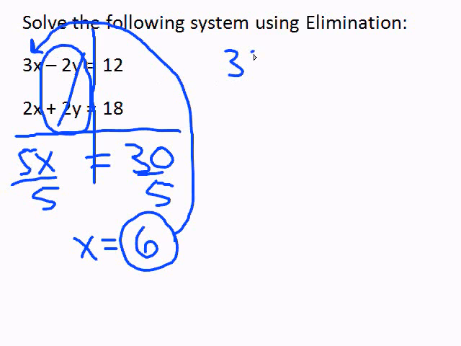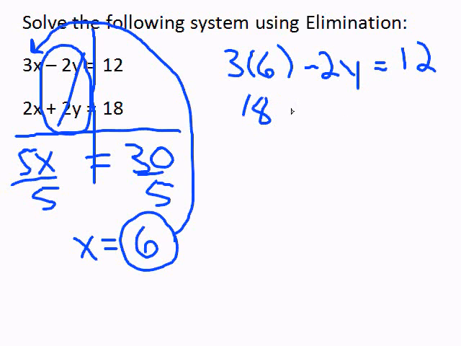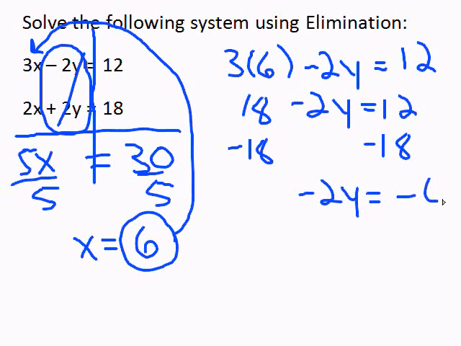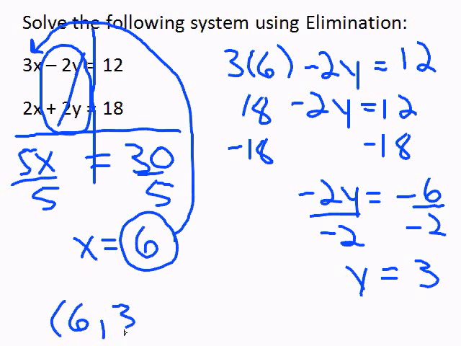This gives us 3 times 6 minus 2y equals 12. So 18 minus 2y equals 12. We can subtract 18 from both sides, and we get negative 2y equal to negative 6. Divide both sides by negative 2, and we get y is equal to a positive 3. Leaving us with, in the end, a positive 6 and a positive 3 for our solution.